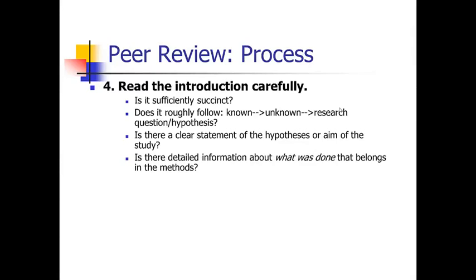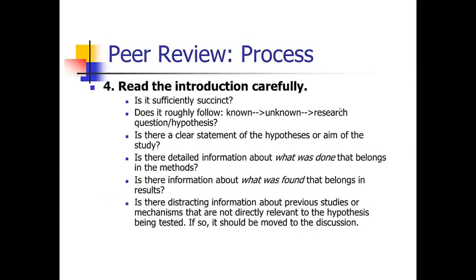I'll look for whether or not there's detailed information about what was done that should be put in the methods, or about what was found that really belongs in the results. Another common criticism I might have in the introduction section is sometimes there's a lot of distracting information about previous studies or mechanisms that's not really directly relevant to the hypothesis being tested. So I might recommend that they get rid of that altogether, or at least move it to the discussion section. And of course, the authors are supposed to tell you what gaps in the literature they're trying to fill and why it's important that they did their study. So that should be there. These are the kinds of checklists I might go through, and this is where I'll find a lot of problems in the introduction section.